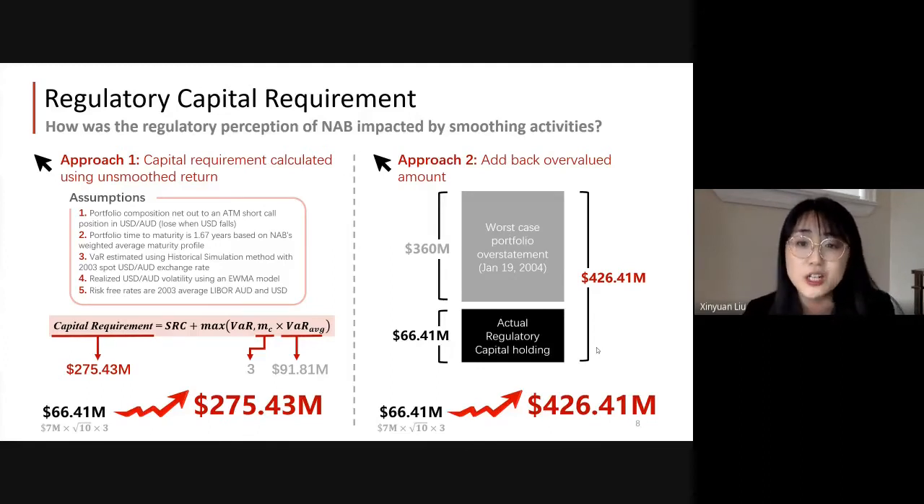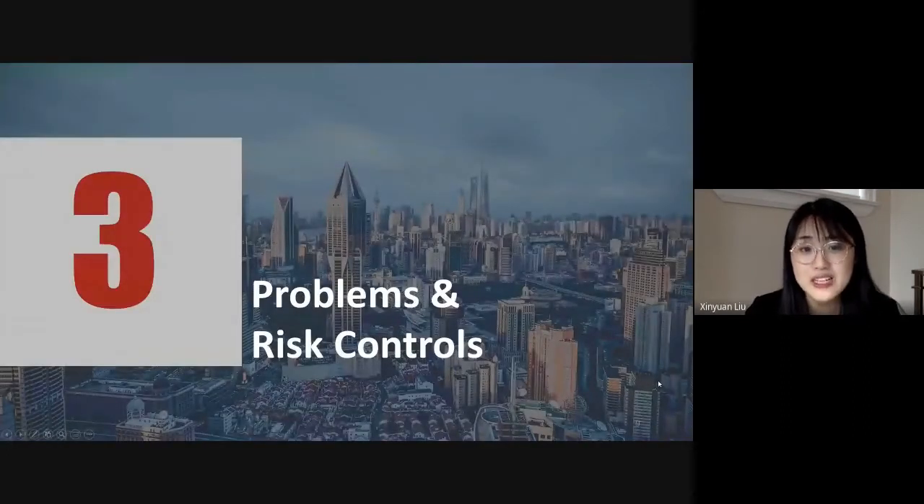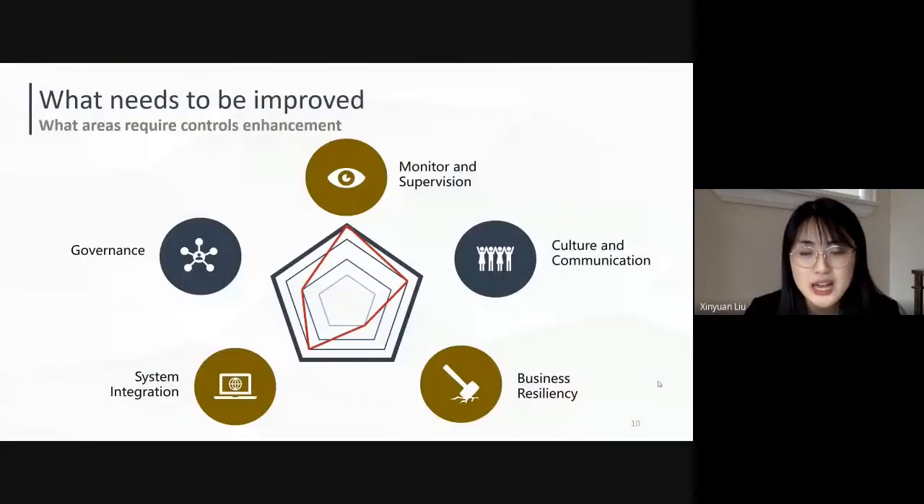So to the currently reported 66.41 million, if we add back the overstatement in the most extreme case of 360 million, it yields a capital requirement of 426.41 million. But in both cases, going forward, there will be a drastic increase in NAB's regulatory capital requirement. Therefore, this made us think: what are some remediations to these problems? And that led us to comprehensively scan through NAB's issues and come up with corresponding controls for each of them.